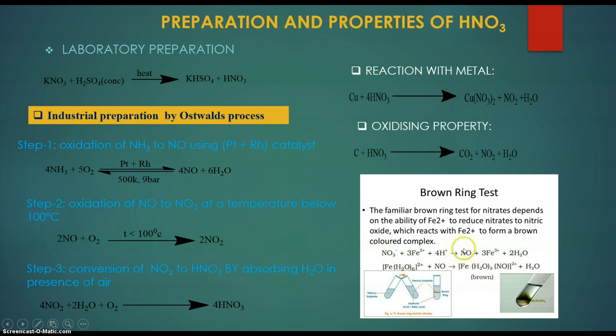The nitric oxide formed in the first step reacts again with the Fe2+ salt to form a complex compound, that is [Fe(H2O)5NO]2+. This complex compound is responsible for the brown ring that is formed in the middle of the test tube during the test of nitrate, which is called the brown ring test. As you can see over here, in this way the ring is formed in the test tube.